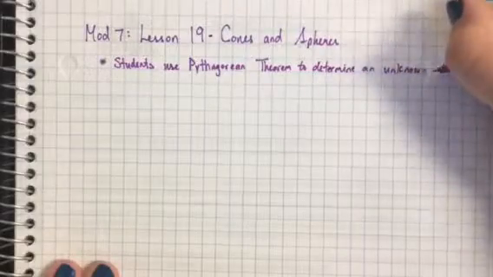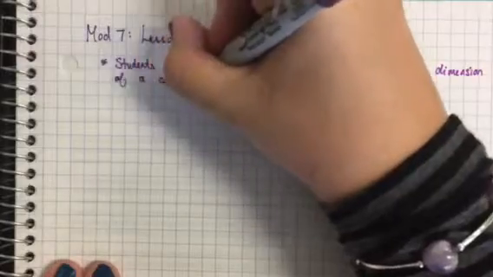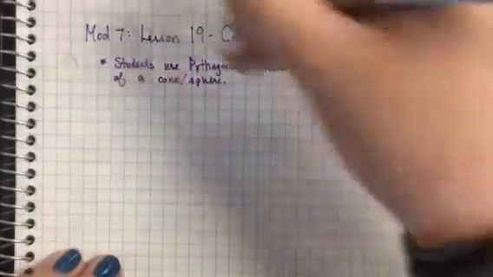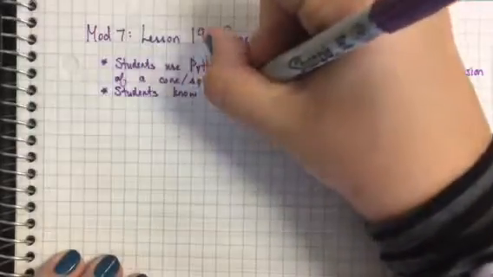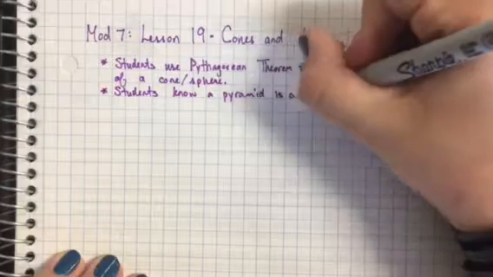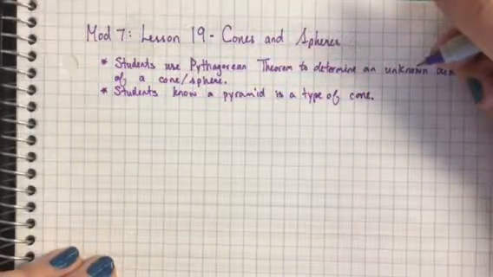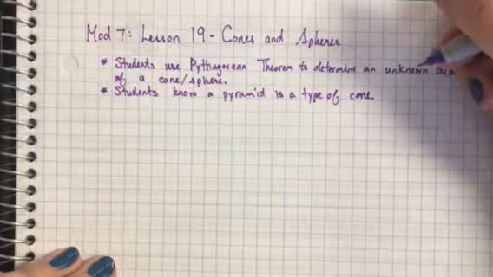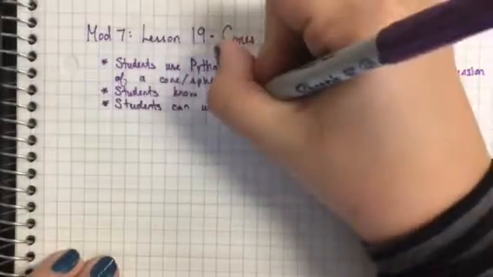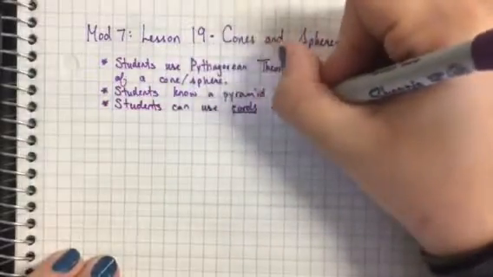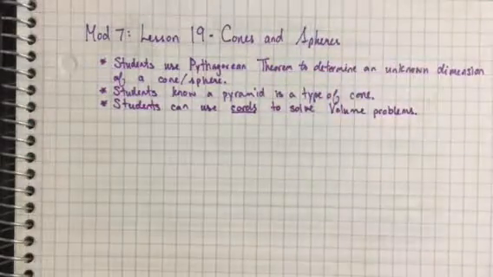So our student objectives are: students use Pythagorean theorem to determine an unknown dimension of a cone or a sphere. Students know that a pyramid is a type of a cone, so it follows the same volume laws. And students can use chords to solve volume problems. And that's going to help us to revisit Pythagorean theorem as well.